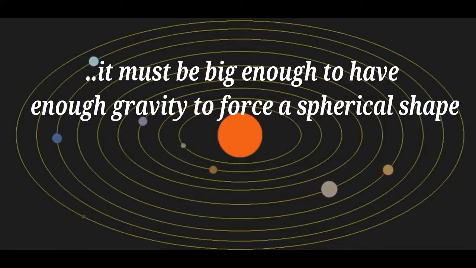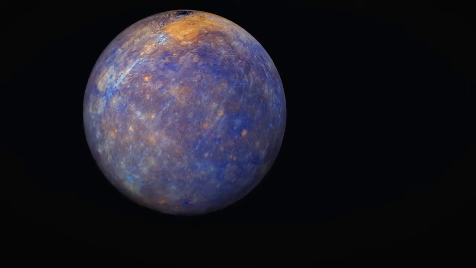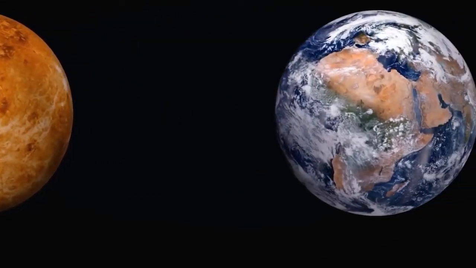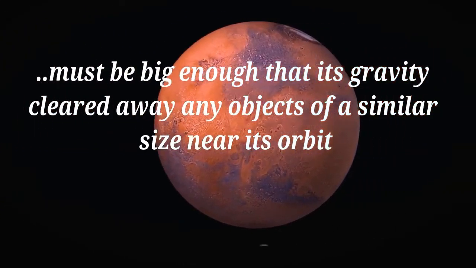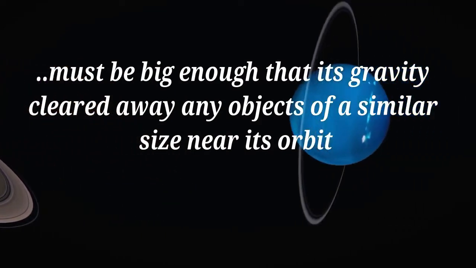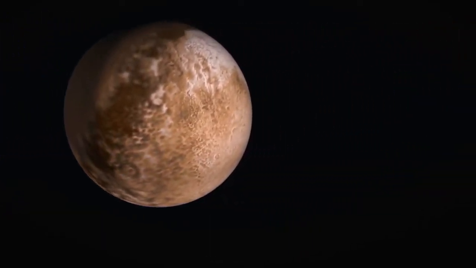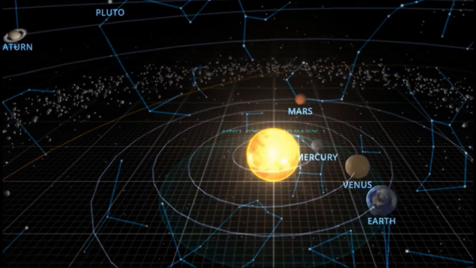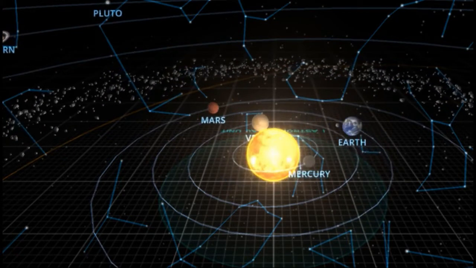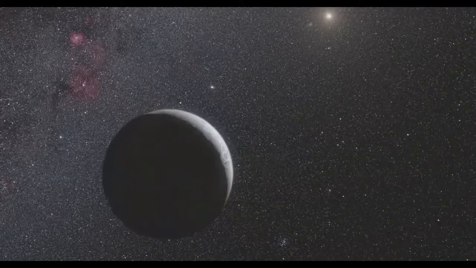And it should have a spherical shape. The third one is it must be big enough that its gravity cleared away any other object nearby. You should not find any other big object which is similar in its size, right? So take an example of earth. Nearby, except the moon, which is within our attraction, other than that you will not find any bigger object just like earth, similar in size to the earth, right?